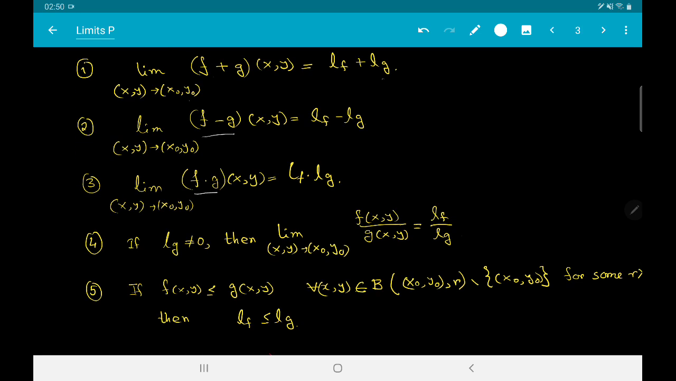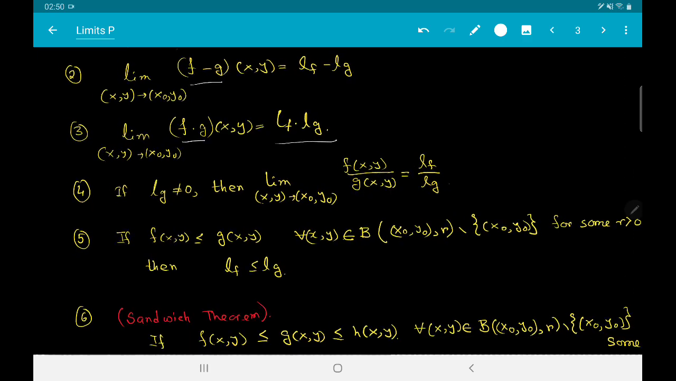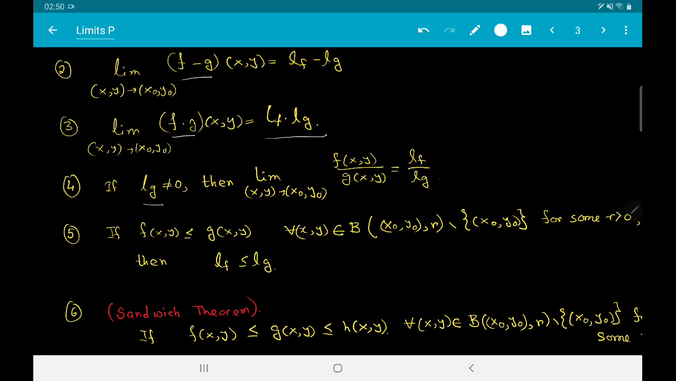So if I want to consider the limit of fg as (x, y) goes to (x0, y0), then the limit will turn out to be equal to LF times LG. Also, if LG is not equal to 0, then the limit of f(x, y) divided by g(x, y) will be equal to LF by LG as (x, y) goes to (x0, y0).